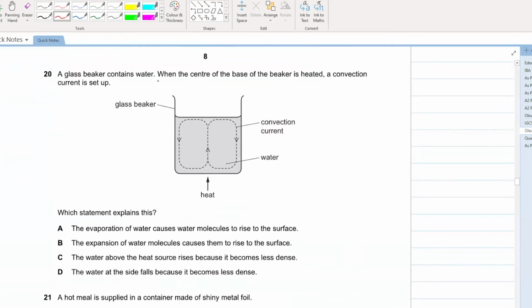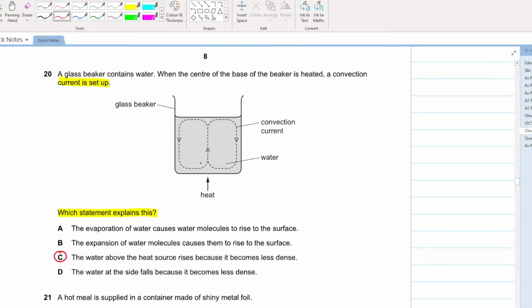Let's see this. A glass beaker contains water. When the center of its base is heated, a convection current is set up. Perfect. Which statement explains this? The evaporation of water causes air molecules to rise to the surface. No. The expansion of water molecules causes them to rise to the surface. No. The water above the heat source rises because it becomes less dense. Yes, C is the correct answer.